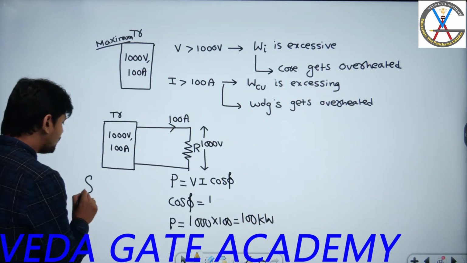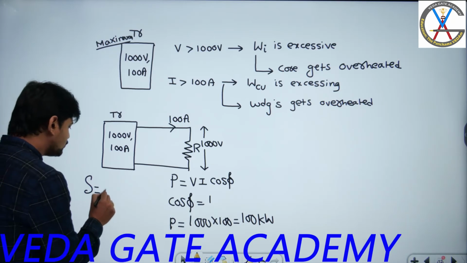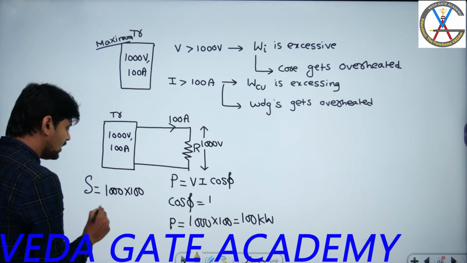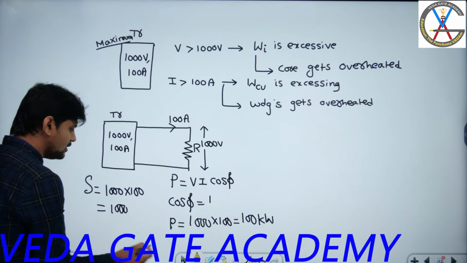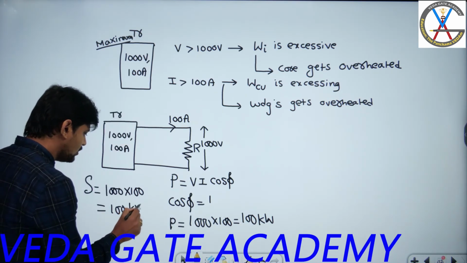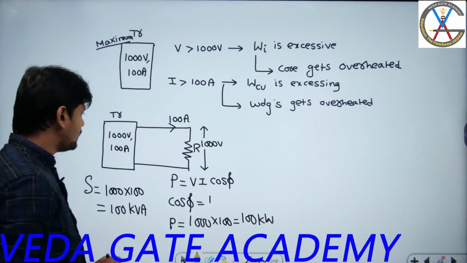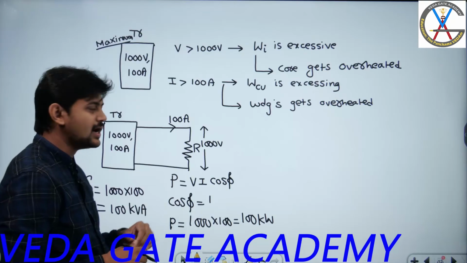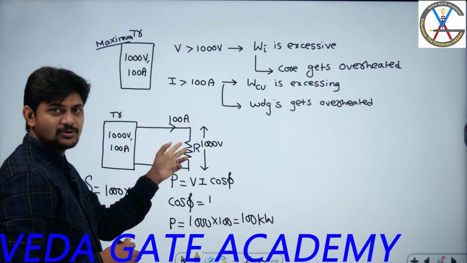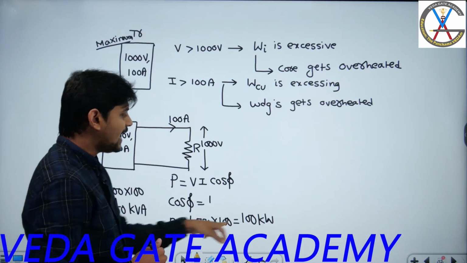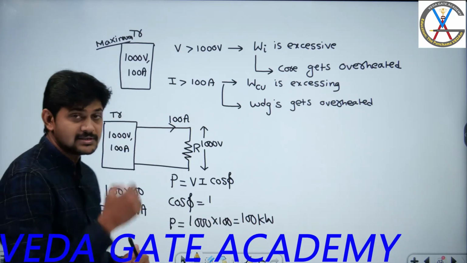And what is the apparent power? The apparent power is volt-ampere. So 100 volts into 100 amperes gives 10 kilovolt-amperes, kVA. So for this pure resistive load connected during the design stage, if I am utilizing this transformer at maximum capacity, the active power is 10 kilowatts and the apparent power is 10 kVA.